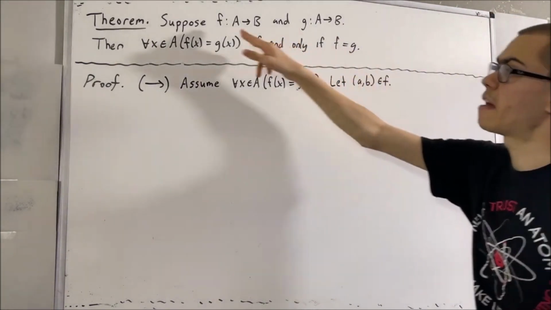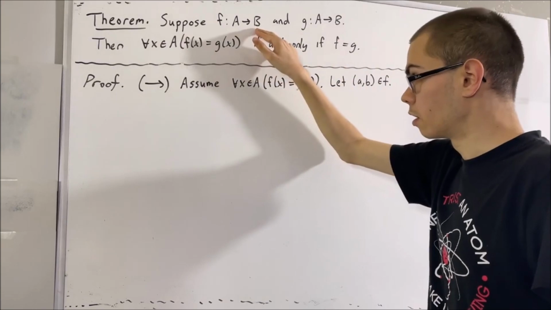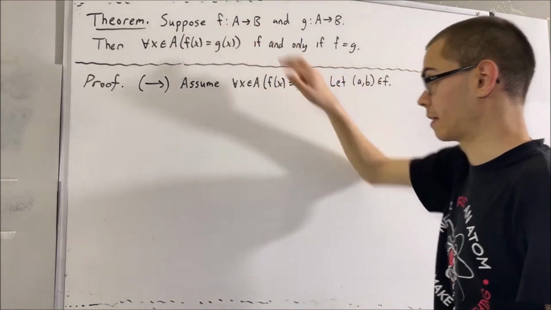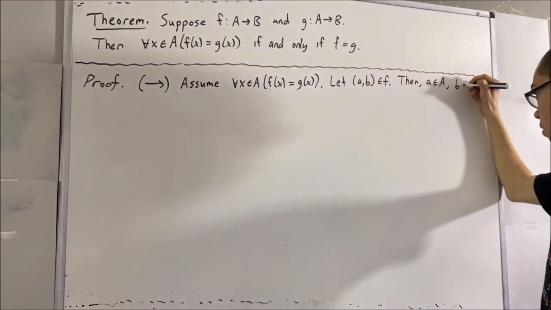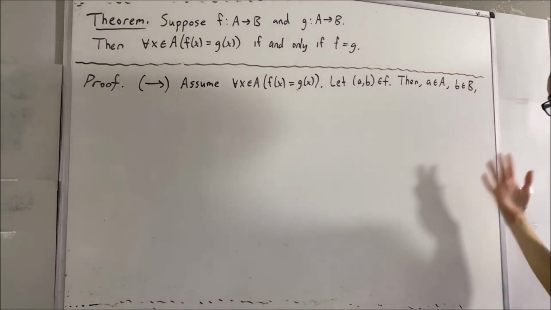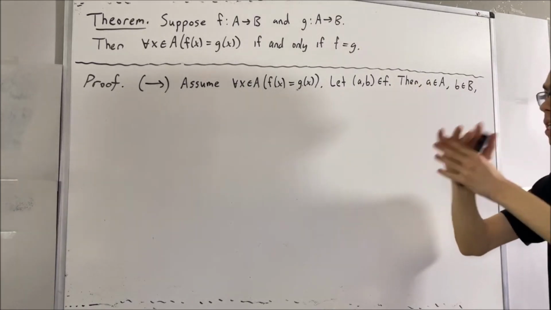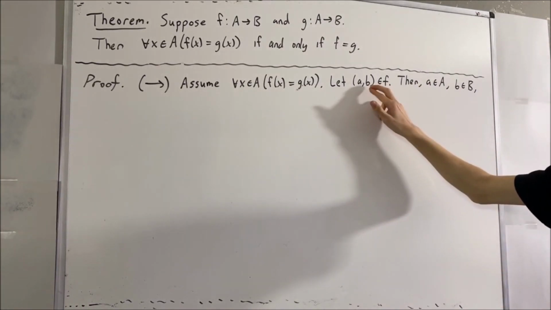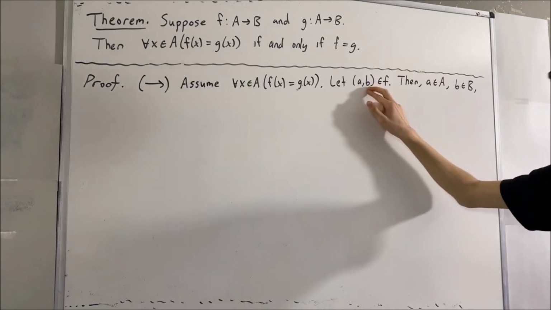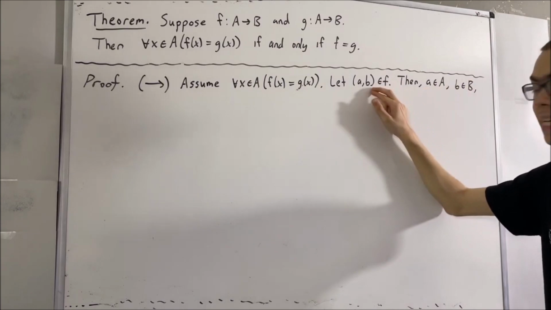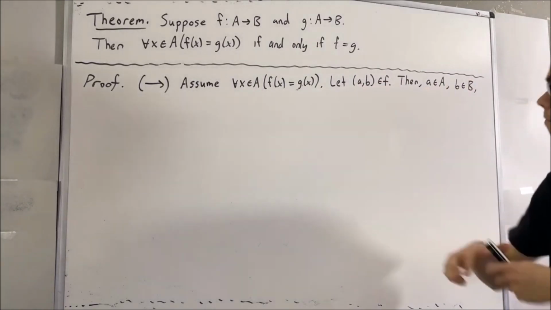Now, since f is a function from A to B, we know for a fact that a is an element of A, b is an element of B. But also, if you recall, the thing that makes functions special from relations is we can say that this second value, b, is equal to the value of f at a. In other words, we also know that b equals f of a.